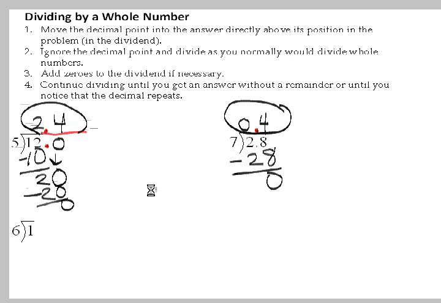Let's take a look at this last example here. 1 divided by 6. So 1 is a whole number, so its decimal point comes directly after it. And then we put the decimal point right above into the answer. We can extend our line for the division problem, and then we'll go ahead and divide. 6 doesn't go into 1, so we're going to have to add zeros. 6 goes into 10 one time. 1 times 6 is 6. Subtract, and we have 4 left over.